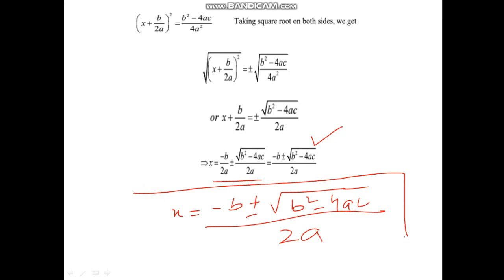This is actually the quadratic formula, and in my next lectures we will learn how to apply this quadratic formula to find the solution of quadratic equations, and we will solve exercise 1.2.